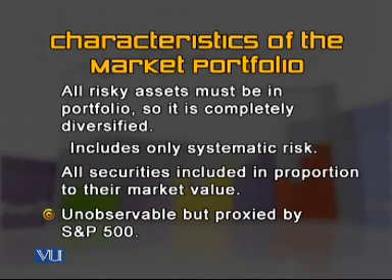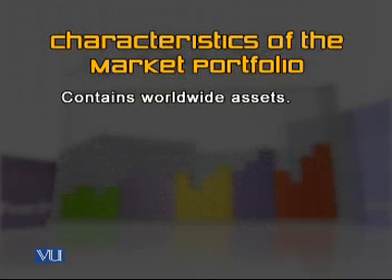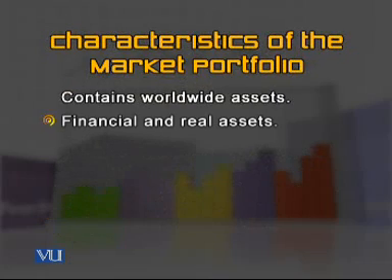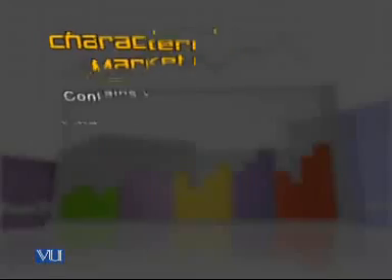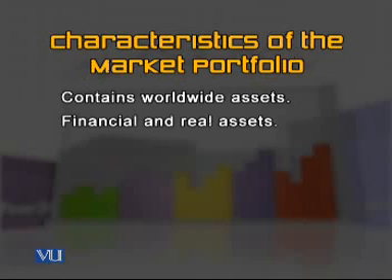Plus, it is unobservable but proxied by the S&P, the Standard & Poor's 500, and then it could contain worldwide assets. Whether they're financial assets or real assets is irrelevant, but we can talk about global diversification. We can talk about diversification as far as S&P 500 is concerned, and we're talking about the entire market being in a market portfolio. These are the characteristics of a market portfolio.